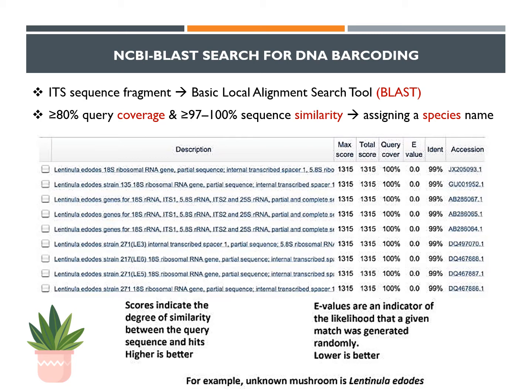For BLAST search, it is reasonable to start with more than 80% query coverage and more than 97 to 100% sequence similarity, for example up to 3% sequence divergence, for assigning a species name.